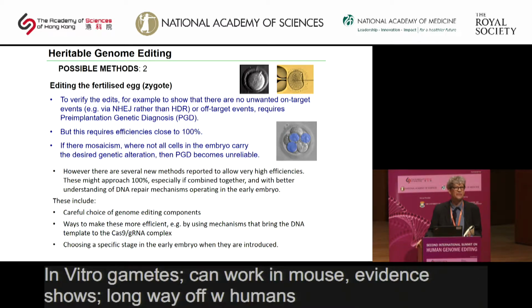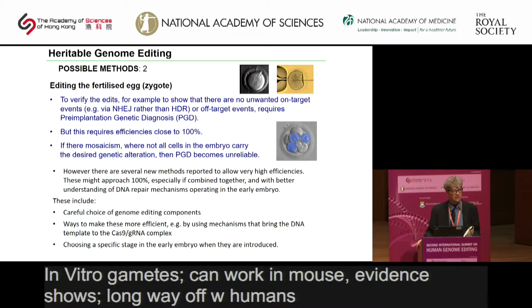The other possible method, and this is the one we're going to be focusing on in this session, of course, we've already heard a little bit about this in the previous session, and that's editing the egg or zygote, fertilized egg, or at fertilization. In this case, as George pointed out, we have this problem of how do you verify the edits? How do you know that you got what you wanted and no off-target events?